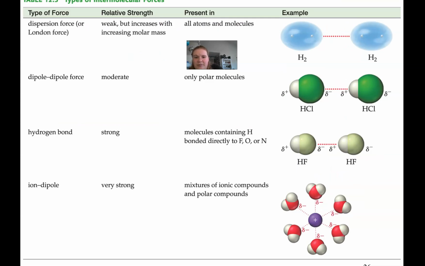So here's our little summary table. And this is straight from your book. It is a great table though because it has all four of our force types, their strength in comparison to one another, where we would find them, and then an example of each. So good table, something to use as a reference as you're practicing.